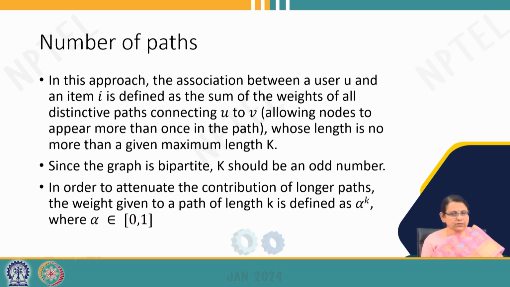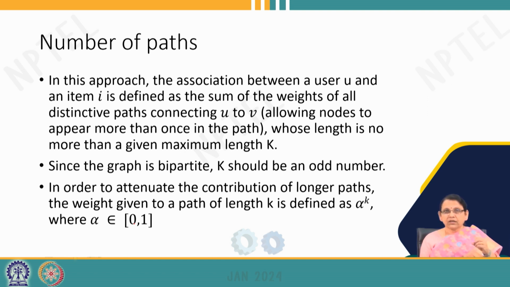Second is the number of paths. When you talk about the number of paths, there will be numerous paths. So, you have to decide a certain upper limit of how long I can go. In the last example that we discussed, with many transitions we were connecting from U2 to U4. So, in that case we can decide what is the maximum number of transitions we will be looking at.